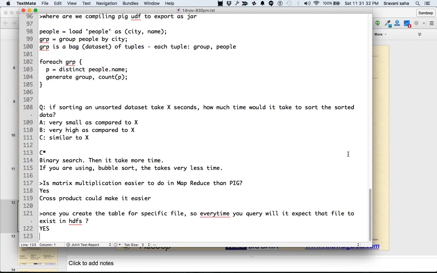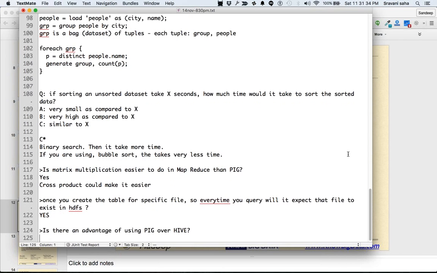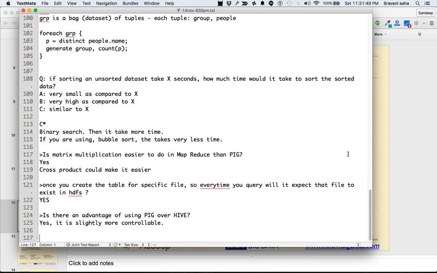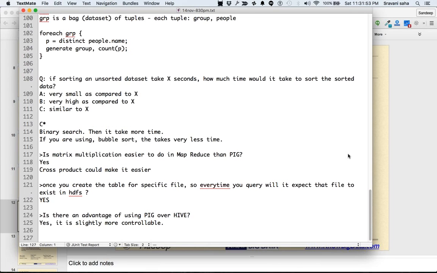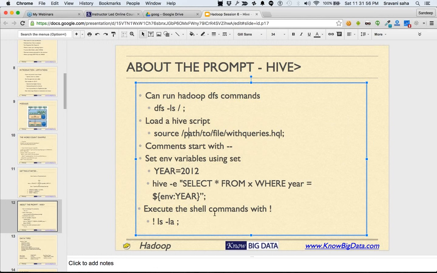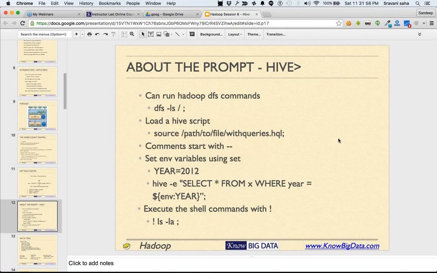Now, Veena's question, which I think is a very important one: is there an advantage of using Pig over Hive? Yes, in the sense that it is slightly more controllable. And the other advantage I find is that Pig is far simpler than Hive. I like to break down my queries into steps and then execute them.